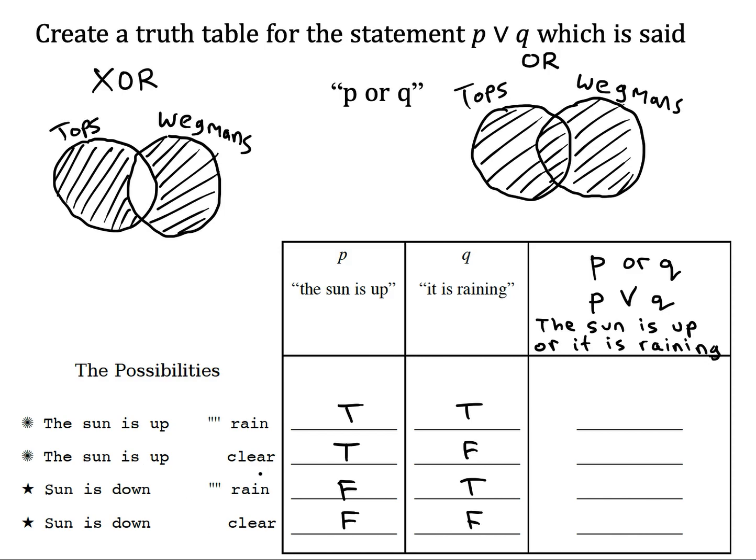Let's say it's a clear day. If I say the sun is up or it is raining, did I tell the truth? Well, yes. In that case, because I told the truth about the sun being up, it's okay that I lied about the rain because it's an or statement. You just have to get one of the things right. What if it was a rainy night and I said the sun is up or it is raining? Did I tell the truth then? Yeah, even though I would have lied about the sun because it's actually nighttime, since I was right about the rain, my overall statement is correct.